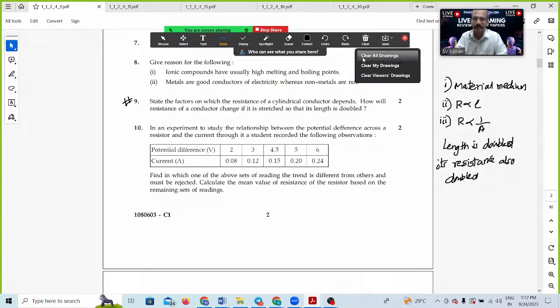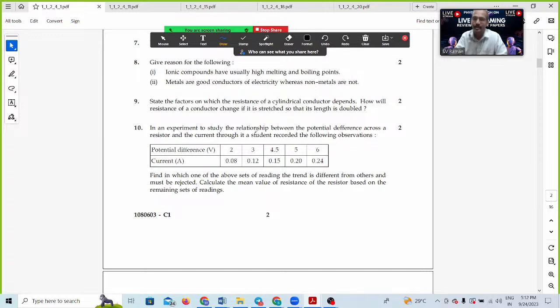Next, 10th question. In an experiment to study the relationship between the potential difference across a resistance and the current through it, a student recorded the following observations. Potential difference: 2, 3, 4.5, 5, 6. Current: 0.08, 0.12, 0.15, 0.20 and 0.24. Find which one of the above sets of readings, with a trend different from the others, must be rejected. Calculate the mean value of resistance based on the remaining readings.